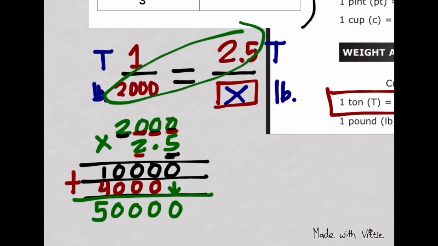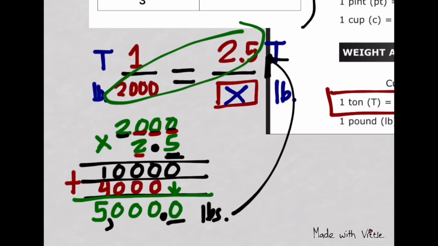There is 1 digit behind the decimal point, so in your final answer, you have to place 1 digit behind the decimal point. Therefore, our answer is 5,000 pounds. That is equivalent to that 2.5 tons.